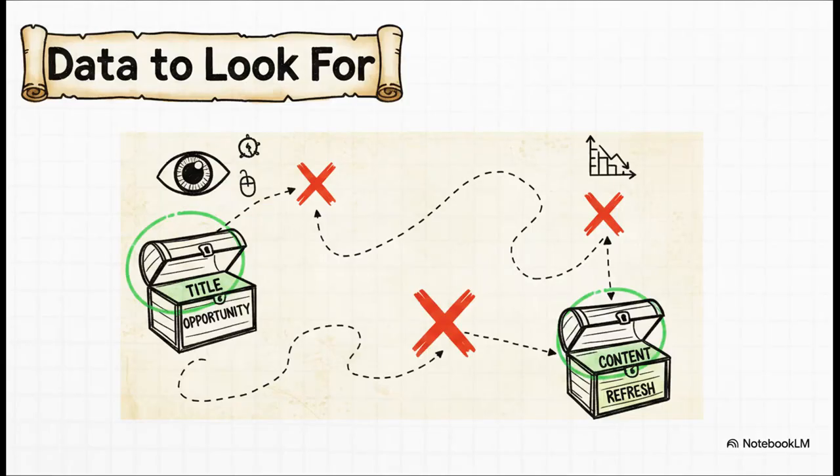So these are your treasure maps right here. You want to look for keywords that are getting lots of eyeballs but very few clicks. That's a title problem. And then look for pages that used to perform well but are now slipping. They probably just need a content refresh to bring them back up to date.